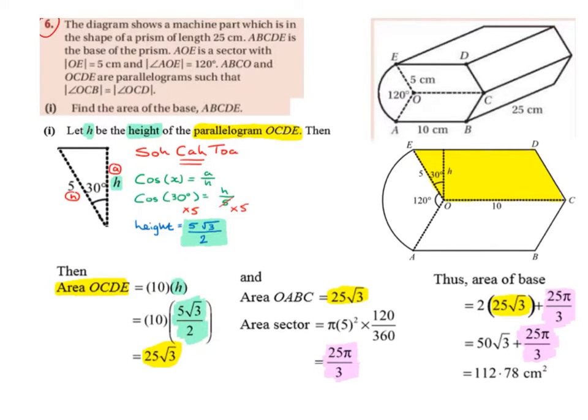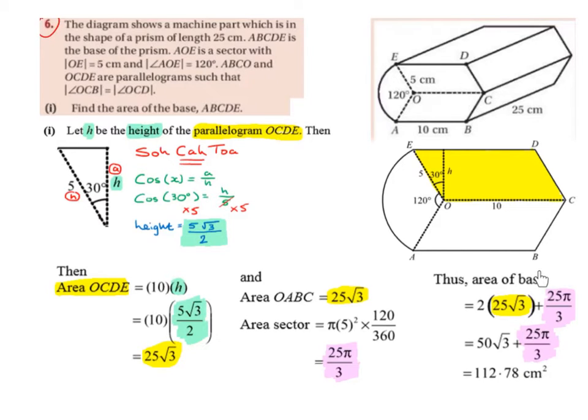So the formula for the area of a sector is pi r squared multiplied by theta over 360, theta being whatever the angle is. So the radius of the sector is 5, and the angle is 120. So pi times 5 squared multiplied by 120 over 360 gives us 25 pi over 3.